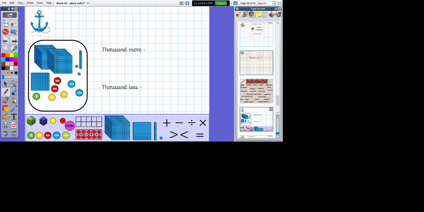or 1,000 less. So here we've got a representation of a number. I'm going to work out this number first, then I'm going to think about what is 1,000 more and what would be 1,000 less, okay? So I want you to pause the video and have a go at it, and then we'll see if our answers are the same.